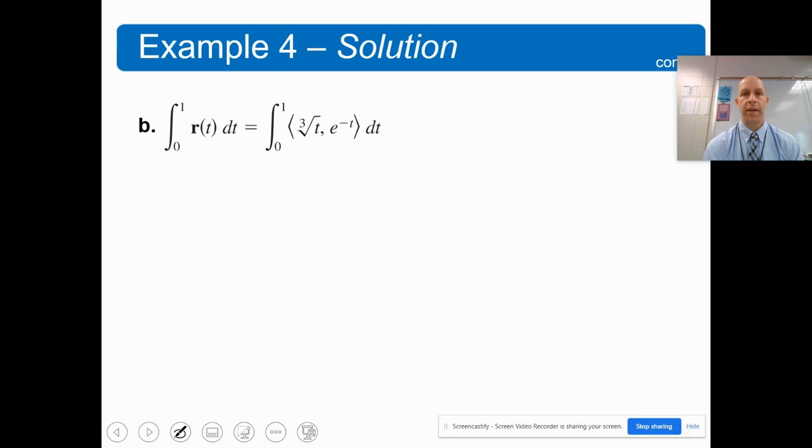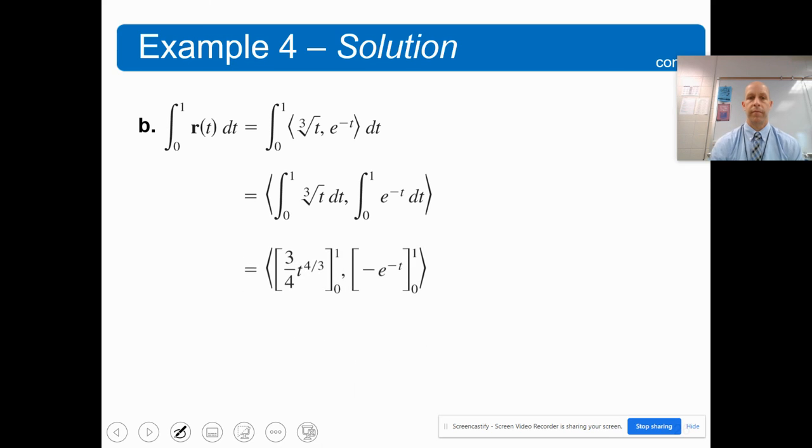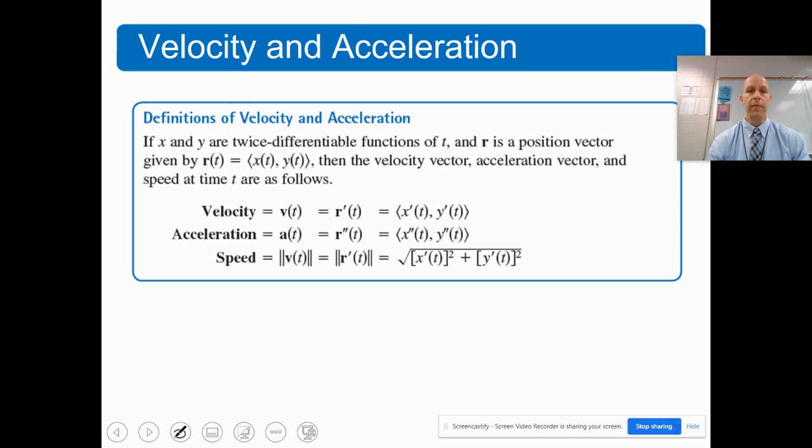Now let's do FTC. We're going to break it into its component parts. The antiderivative of t to the 1/3 is going to be t to the 4/3 times 3/4. We're going to evaluate that from 0 to 1. And the antiderivative of e to the negative t is negative e to the negative t. We're going to evaluate that from 0 to 1. So you're going to get (3/4, 1 minus 1 over e). Guys, this is not difficult. It's actually very simple.